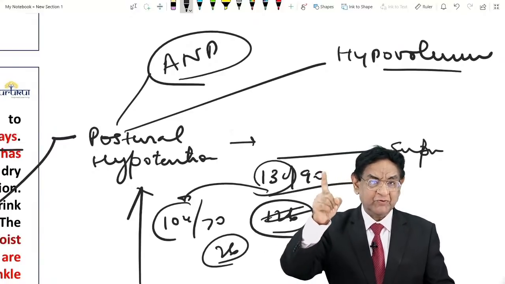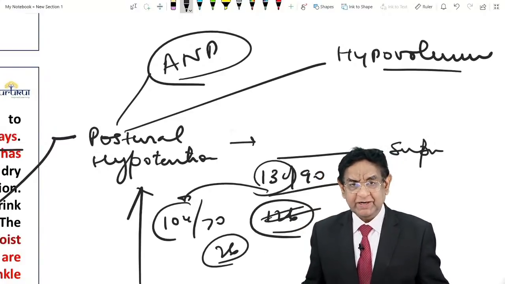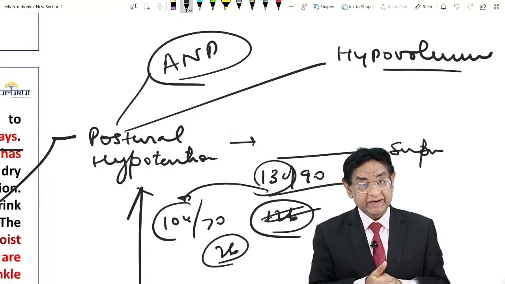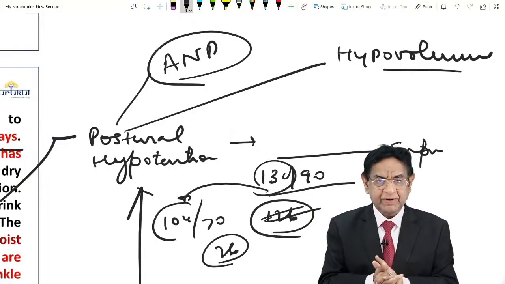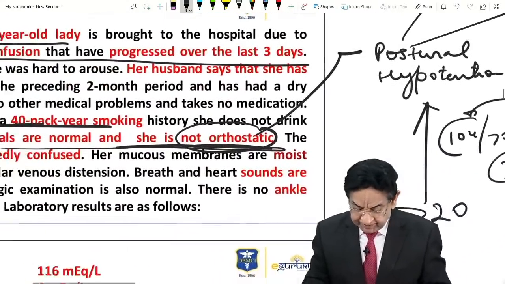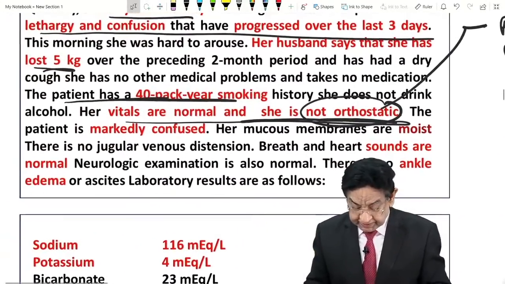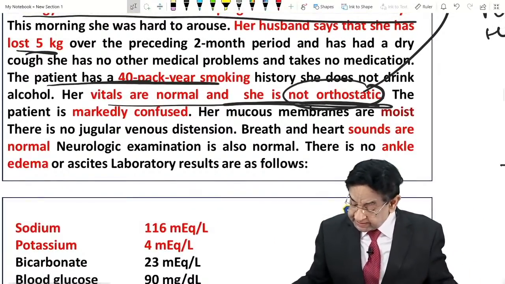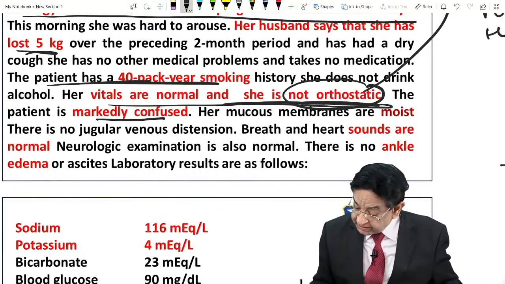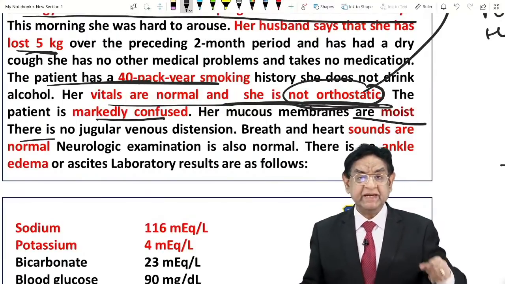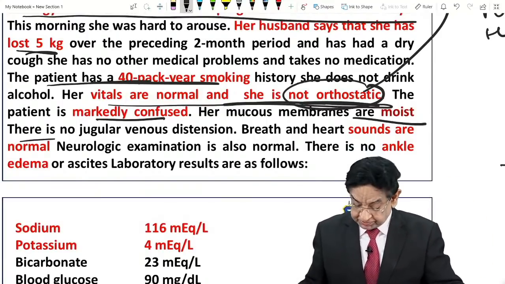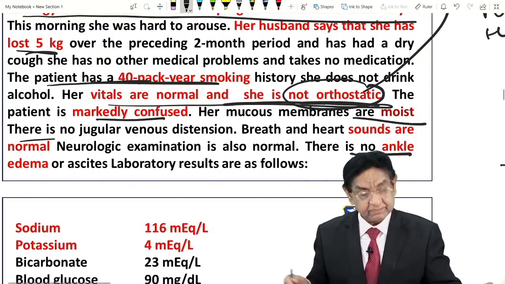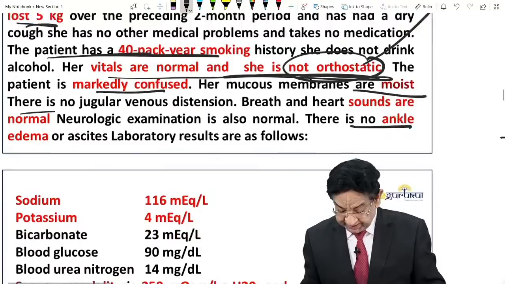Gold medal question is this, right? This is the clinical test by which you can assess the severity of dehydration, and of course the tongue will be dry in this case. Anyway, here there is no orthostatic fall, that means there is no hypovolemia, for sure. He is confused, the tongue is moist, so he has clarified there is no dehydration also, and there is no ankle edema. Now I think things are very clear.